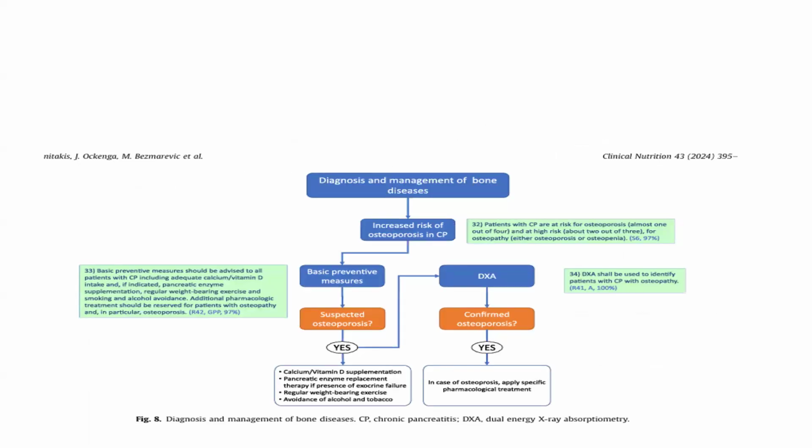Now about diagnosis and management of the bone disease. If there is increased risk of osteoporosis in chronic pancreatitis, then basic preventive measures should follow. If osteoporosis is suspected, then we need to treat with calcium and vitamin D supplementation, pancreatic enzyme replacement therapy, regular weight-bearing exercise, and avoidance of alcohol and tobacco. Then go for a DEXA scan. If osteoporosis is confirmed, then apply specific pharmacological treatment.